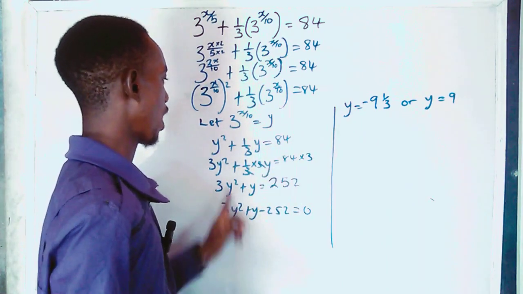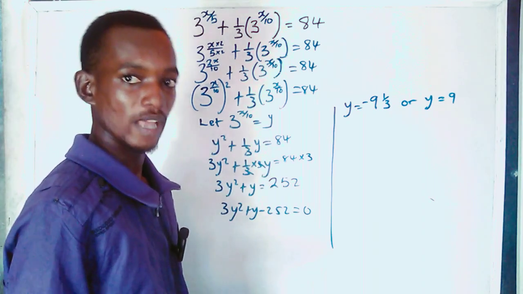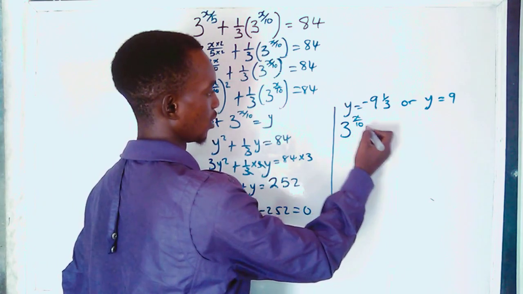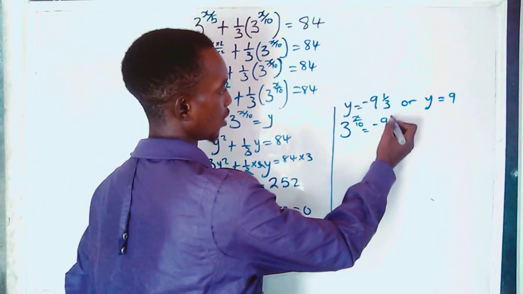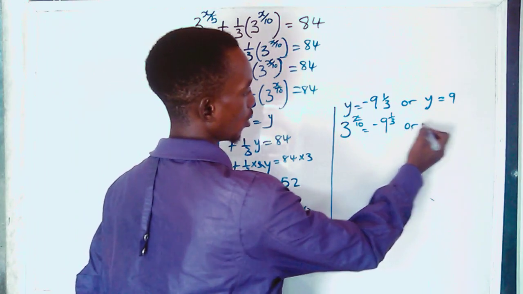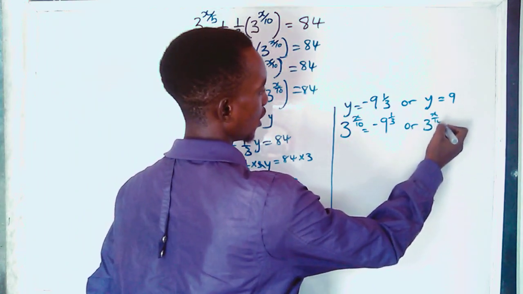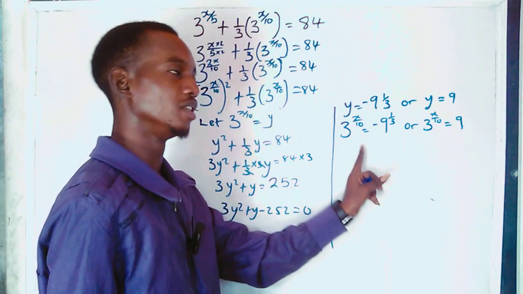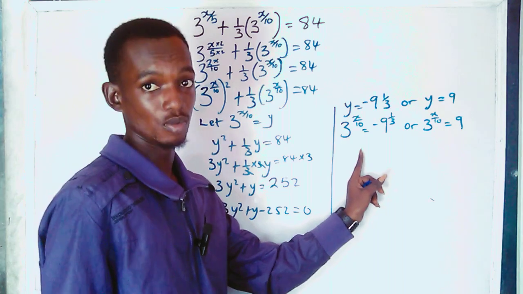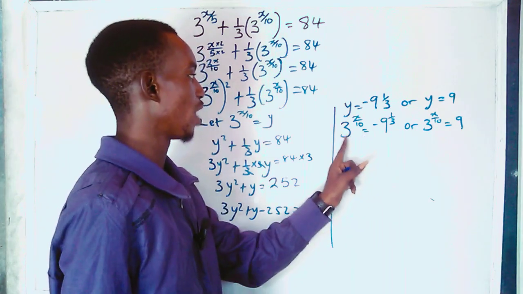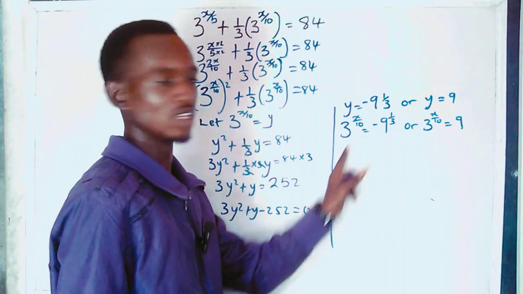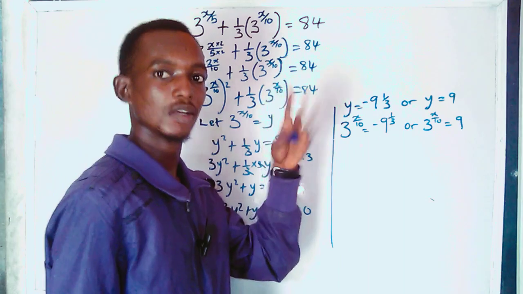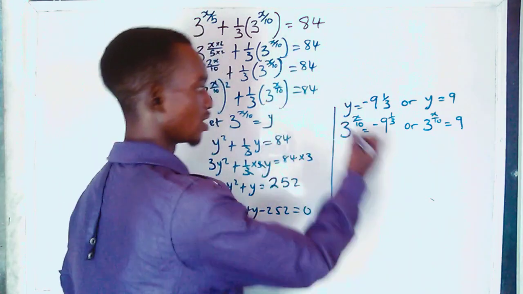Okay, so now let's use our substitution. Don't forget, y equals 3 raised to the power x over 10. So instead of y, we have 3 raised to the power x over 10 equals negative 9 over 3, or 3 raised to the power x over 10 equals what? 9. Now when we look at this, we know that this one is mathematically impossible, because there's no way we can have a negative number here. There's no value of x here that will make this negative, except maybe when we use imaginary numbers. So this is out of it.